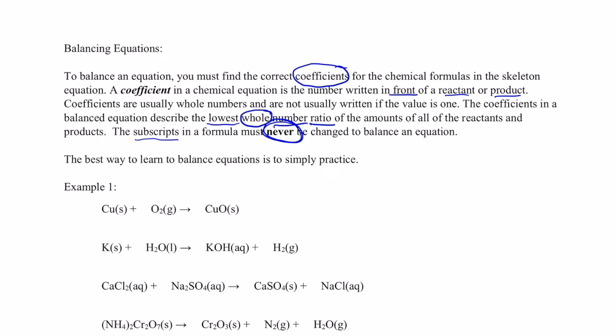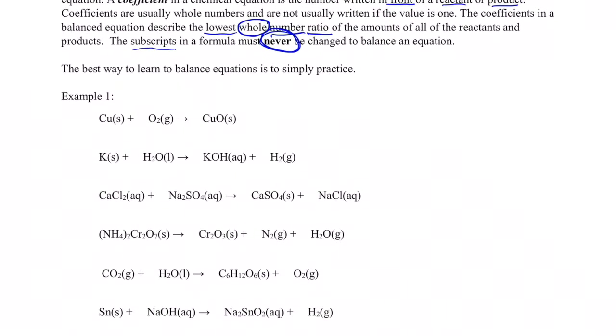Now, the best way to learn how to balance equations is to simply practice. So we have a bunch of examples here. Hopefully, by the end of this video, you'll get the feel for this and feel fairly comfortable with balancing equations. So let's take a look at the first one. We have solid copper reacting with gaseous oxygen. Notice it's O2, one of my diatomic Brinkelhoff elements, to form copper 2 oxide.